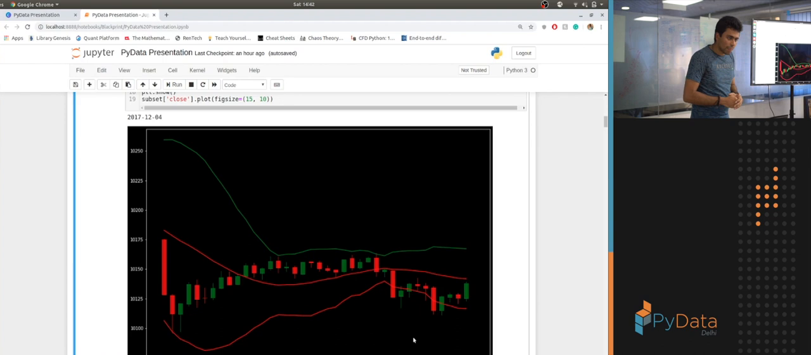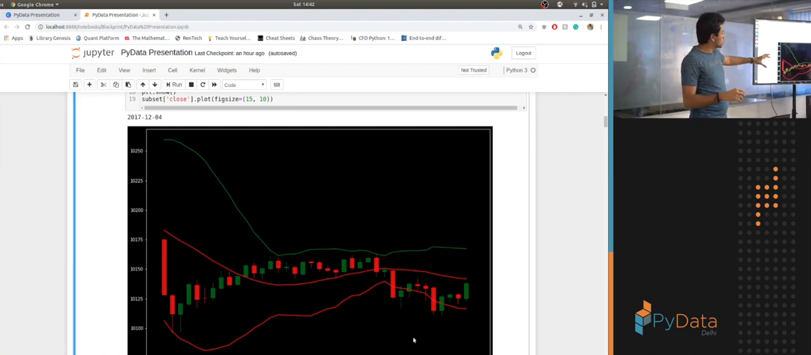We have something called the P-E ratio also. Yes. P-E ratio is not a technical thing. P-E ratio is a fundamental thing. This is what Warren Buffett would look at. This is a company financial.